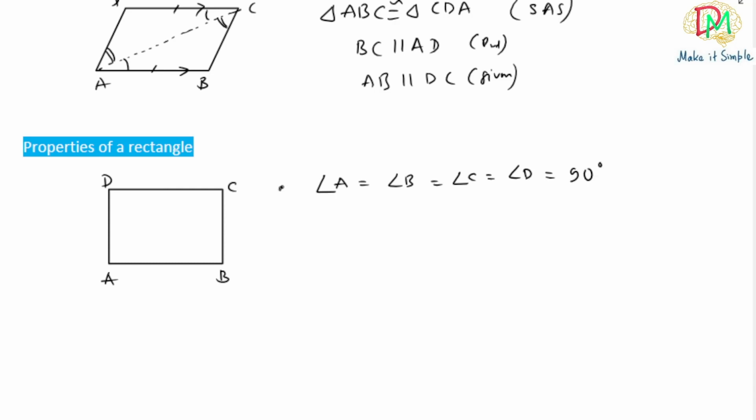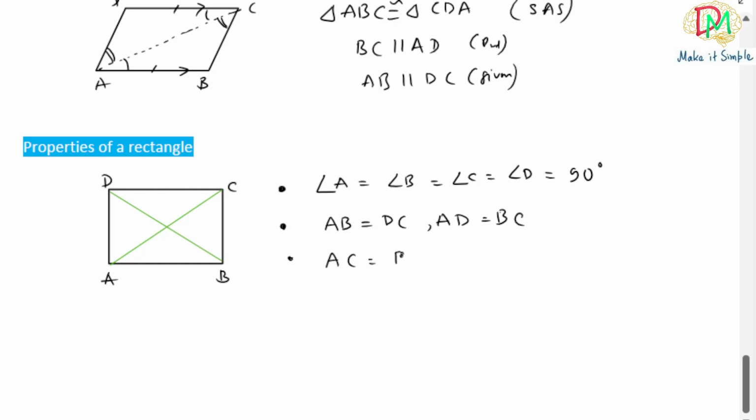This is the first property, and the second property is opposite sides are equal, that is AB is equal to DC and AD is equal to BC. Next is diagonals also are equal in length, so we can say that AC is equal to BD.